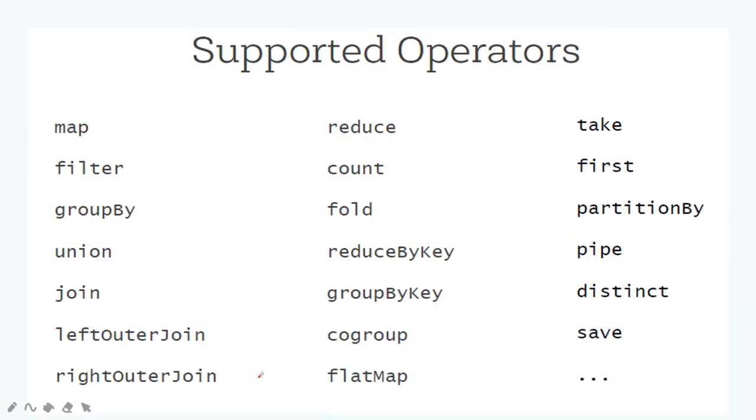And what are the supported operators used for big data? Like map, filter, union, join, and then left outer join or right outer join, like that.